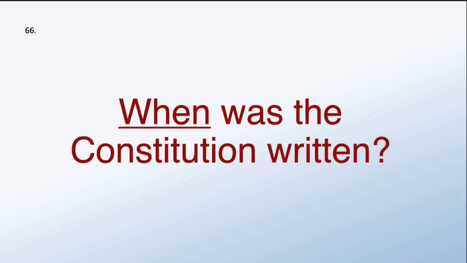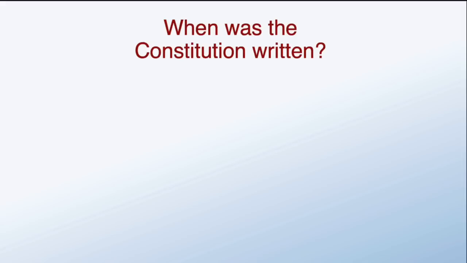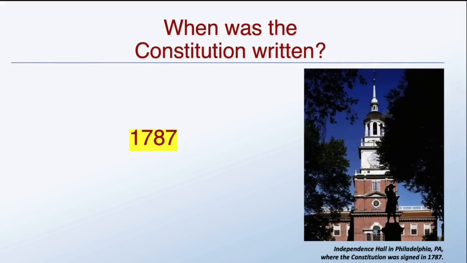When was the Constitution written? 1787. The Constitution was written in 1787.